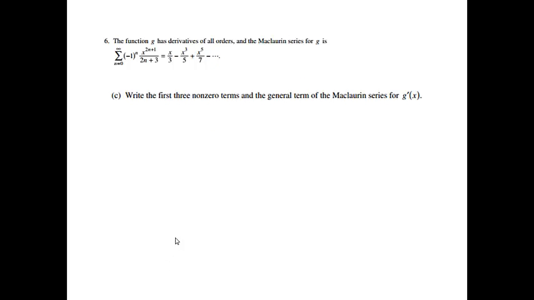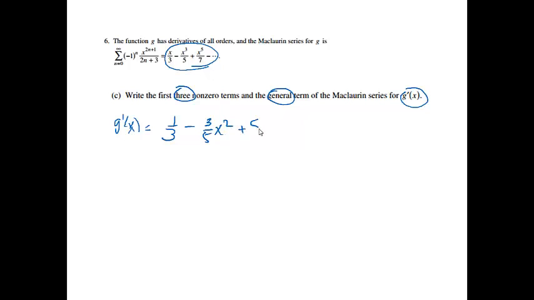All right, part C. Write the first three non-zero terms and then the general term for the Maclaurin series for G prime. So we already have G right here, and we would like to find G prime of x. So G prime of x, we basically just need to take the derivative. The derivative of x over 3 would be 1/3, and then minus the derivative of x cubed over 5 would be 3/5 x squared, and then plus the derivative of the next part would be 5x to the 4th over 7. So we did that, and then it also said to find the general term, so plus dot dot dot plus.